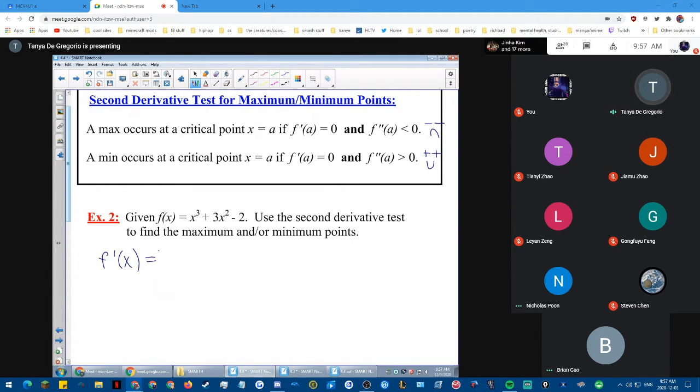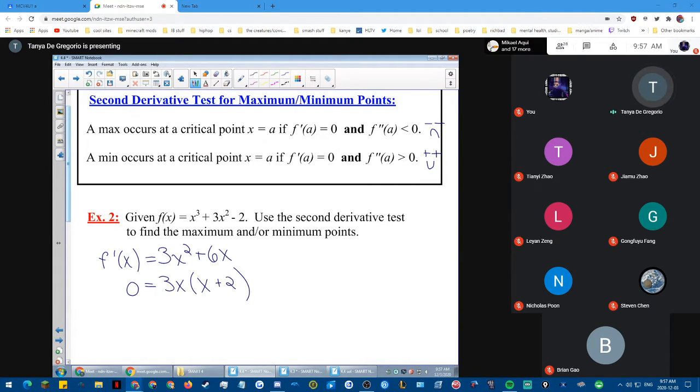Oh, come on, guys, simple. 3x squared plus 6x. Thank you. And now let's take the second derivative. Well, actually, let's find our critical points first before I take my second derivative. So let's set it equal to 0. And if I'm setting it equal to 0, what do I need to do? Factor. Good.